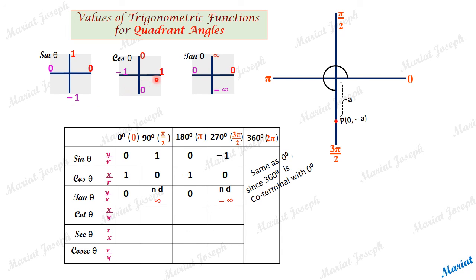Similarly, cos 0 is 1, cos pi, cos 180 is minus 1. Cos 90 is 0, cos 270 is 0. Tan 0 is 0, tan 90 is infinity, tan 180 is 0, tan 270 is minus infinity. These are all values picked up from the table itself. These calculated values, just to remember, you may keep this diagrammatic representation.